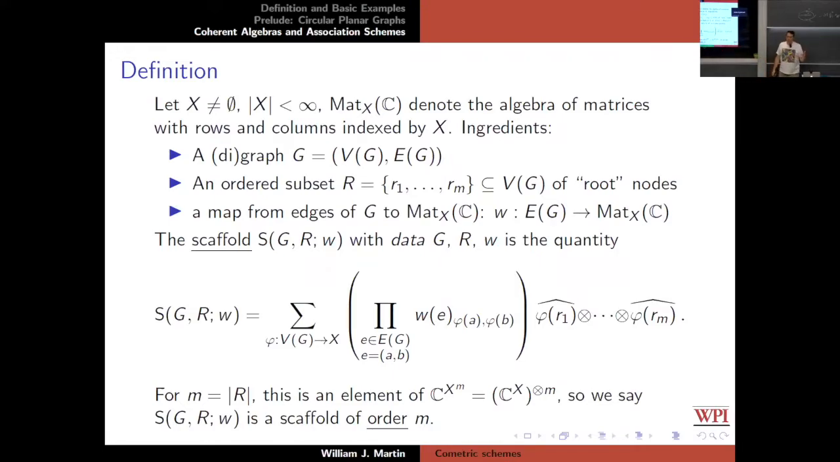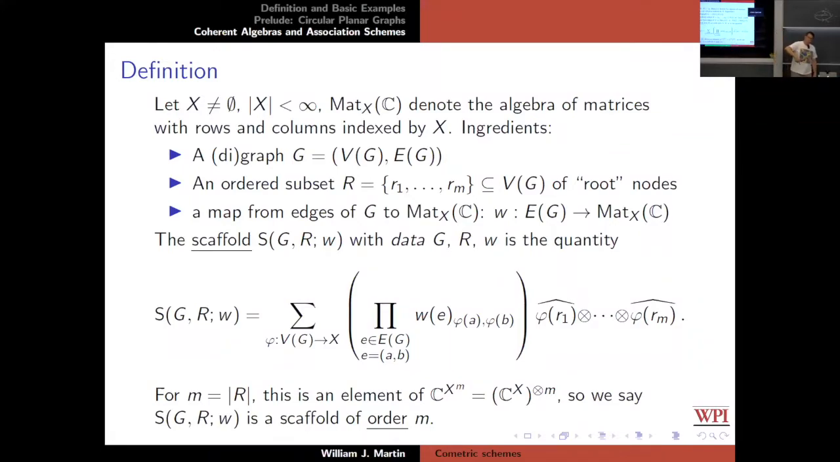And the scaffold is basically the sum over all possible images of vertex 1, sum over all possible images of vertex 2, and so on. So we think of those as all functions from the vertex set to X. This is just a concentric sum. If there were 10 nodes in the diagram, then this is just a 10-fold sum. So this is just a way to write down those nested sums. Then for each of those sums, we take the product of the edge weights, taking the row and column indexed by where those vertices ended up. But we only record the information according to where the root nodes ended up. Okay?